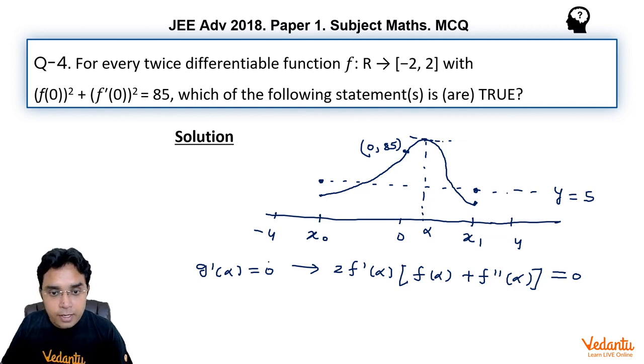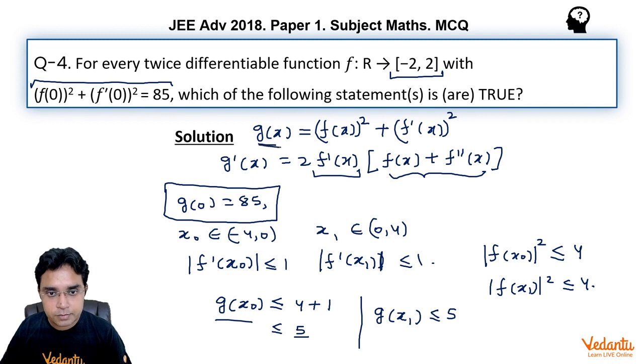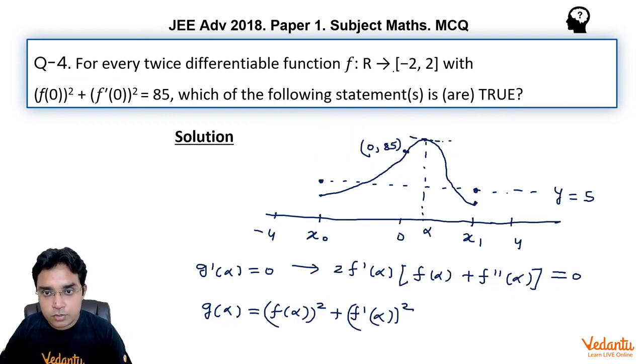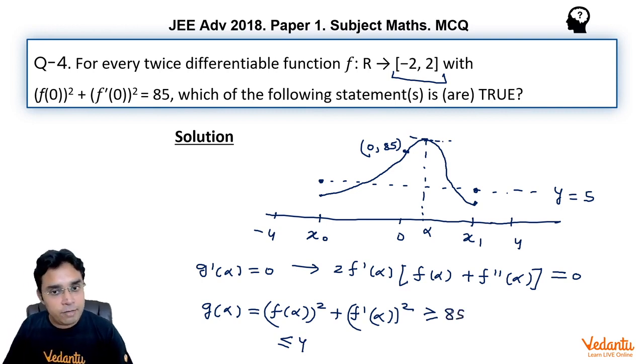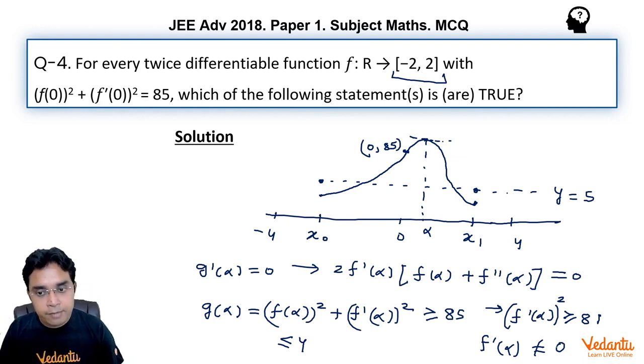Now at alpha, if I write g(alpha), which will be (f(alpha))² plus (f'(alpha))², from our assumption of this function g(x). Now because (f(alpha))², because of this codomain condition, will be less than or equal to 4, and g(alpha) we can see has to be greater than or equal to 85. If the maximum value was at 0, it can be 85 also. If it is not, then it can be greater than 85 also. So from this again we can say that (f'(alpha))² has to be greater than or equal to 81. So this f'(alpha) cannot be equal to 0. We can claim from this argument.